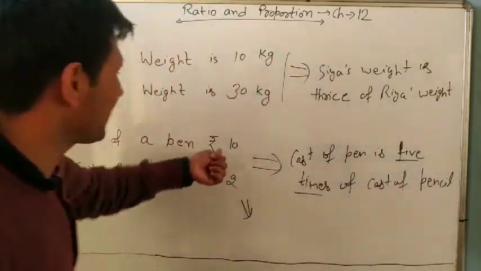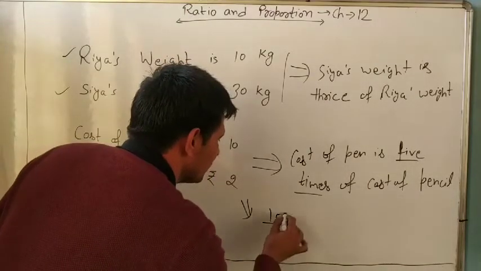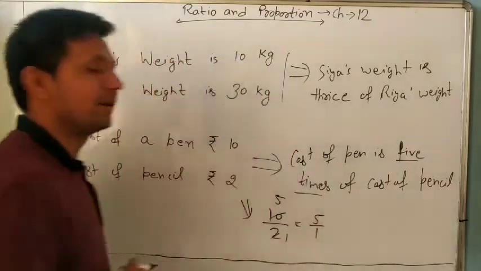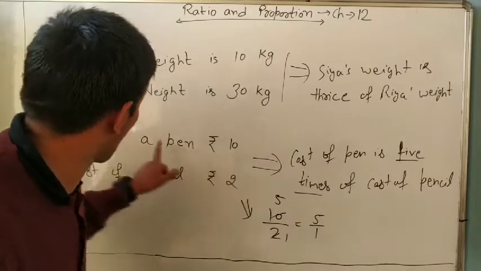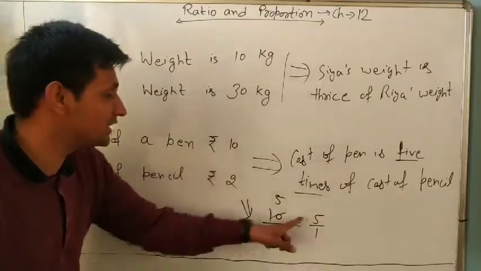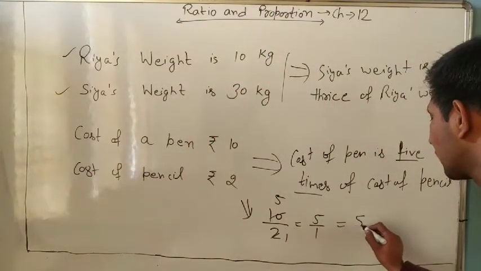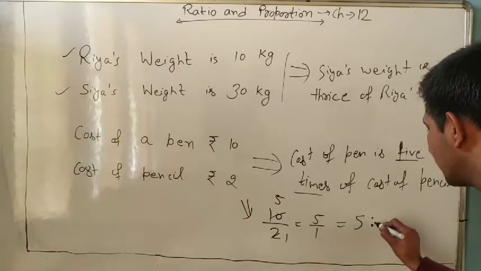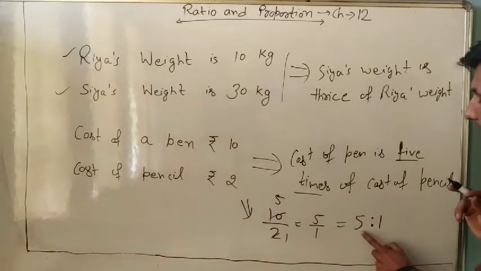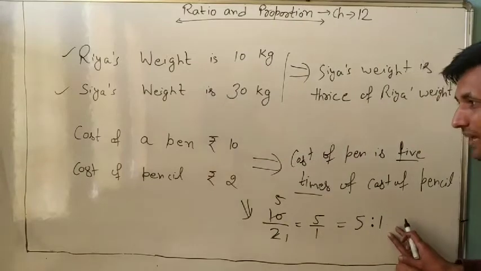We can compare by division also. Like this one, 10 divided by 2. So 2 fives are 10, and 2 ones are 2. So we can write 5 divided by 1. So it means cost of pen is 10 divided by 2, cost of pencil 5 divided by 1. This is called ratio. We can denote ratio like that. Ratio is always denoted by these two dots. So 5 ratio 1. It means if the cost of the pen is 5 rupees, the cost of the pencil is 1 rupee.